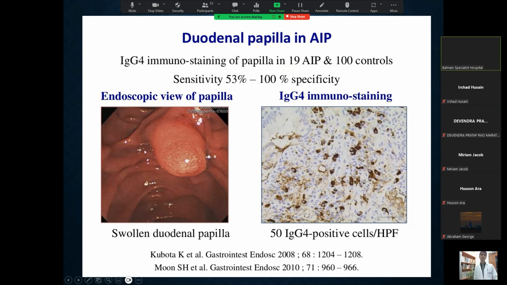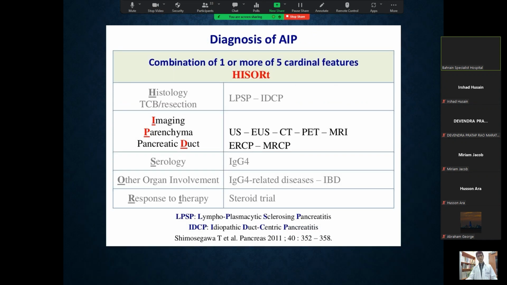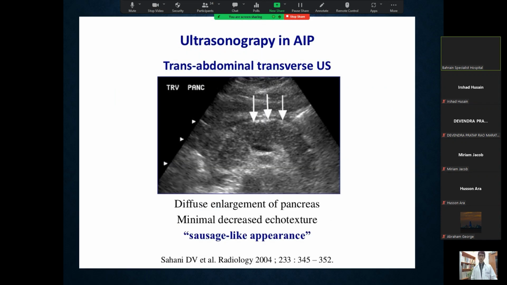This is one of the slides. You can see this papilla is an edematous, swollen papilla, and the biopsy shows IgG4 positive cells, about 50, which is highly indicative of autoimmune pancreatitis and is also part of extra organ involvement or extra pancreatic involvement. Now we move on to the second part, which is called I, or imaging, in which we have different modalities. We go for ultrasound, EUS, CT, MR, PET CT, ERCP, and MRCP. I'll go slowly through each of those.